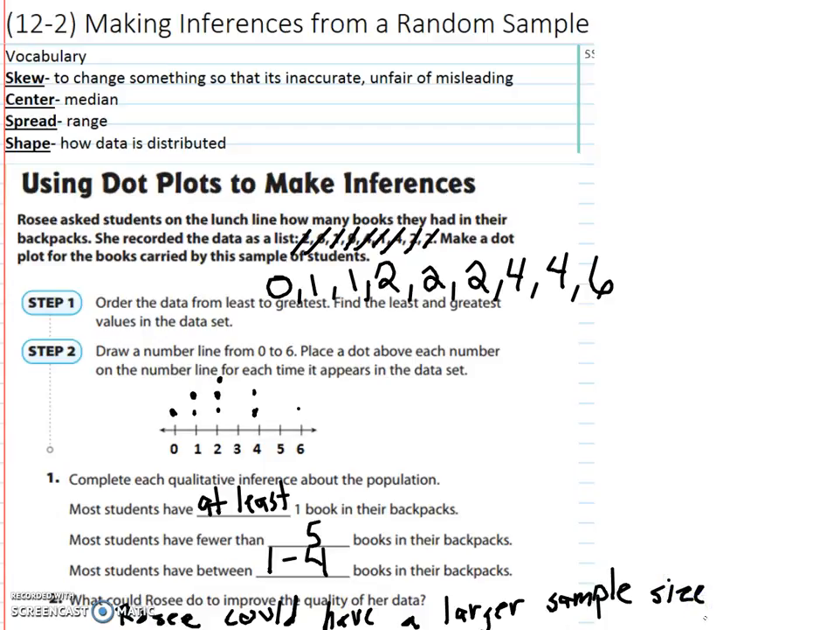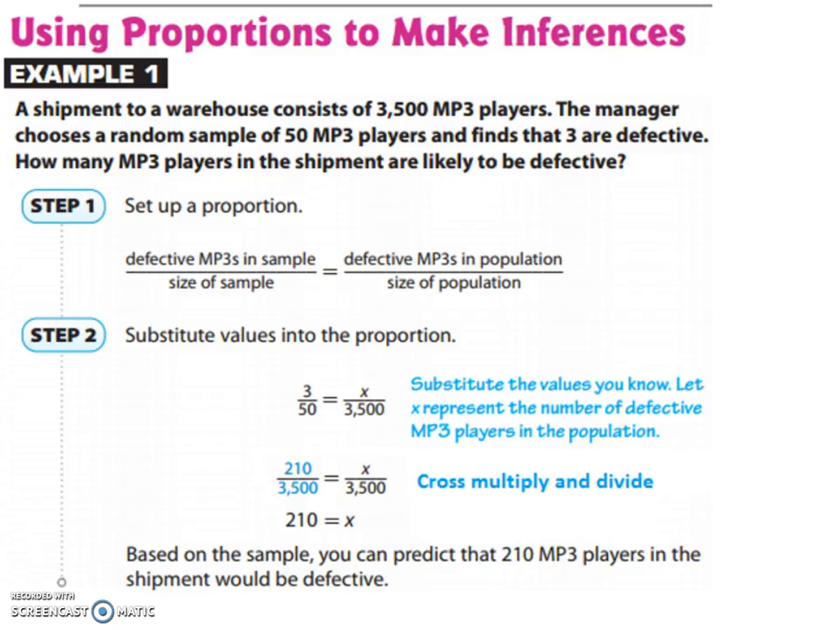Okay, let's go to example 1. A shipment to a warehouse consists of 3,500 MP3 players. The manager chose a random sample of 50 MP3 players and finds that 3 are defective. How many MP3 players in the shipment are likely to be defective? Well, this is a proportion. And remember, with our proportion, we can do part to whole equals part to whole.